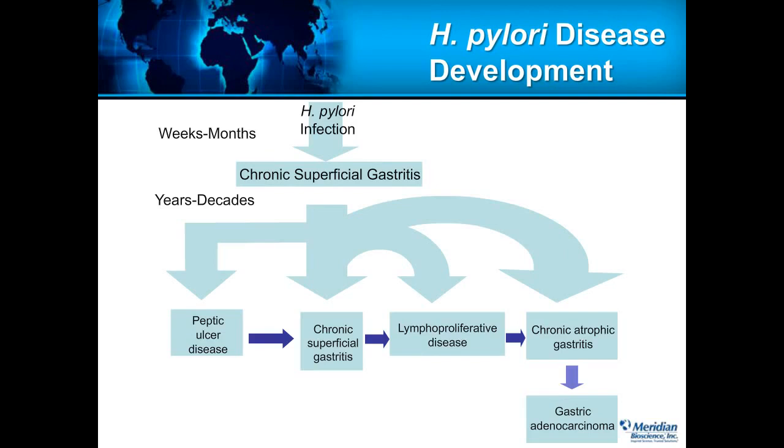or it can remain as chronic superficial gastritis for a number of years, perhaps even for the lifetime of the patient. Chronic superficial gastritis can progress to lymphoproliferative disease or chronic atrophic gastritis. Chronic atrophic gastritis is the point at which progression to adenocarcinoma can occur. So patients with chronic atrophic gastritis can either remain as chronic atrophic gastritis or progress along the continuum and develop gastric adenocarcinoma. About 1% of patients who become infected with H. pylori will develop gastric adenocarcinoma over the course of their lives.